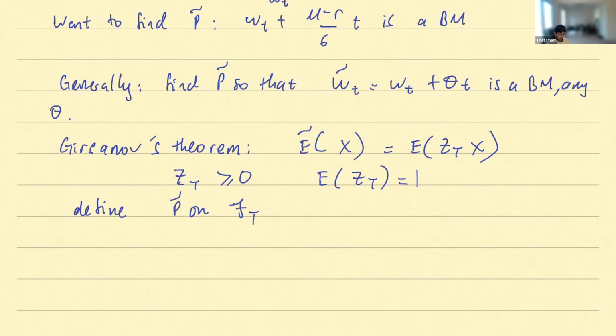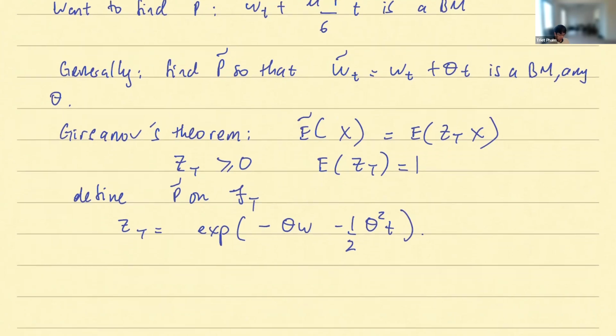The punchline is, what is this guy? What is Z_T? Z_T here will be, I'll just write exp here, minus theta times W_T minus 1/2 theta squared times T. All right, like that. And I'm still missing something. It's a big T.